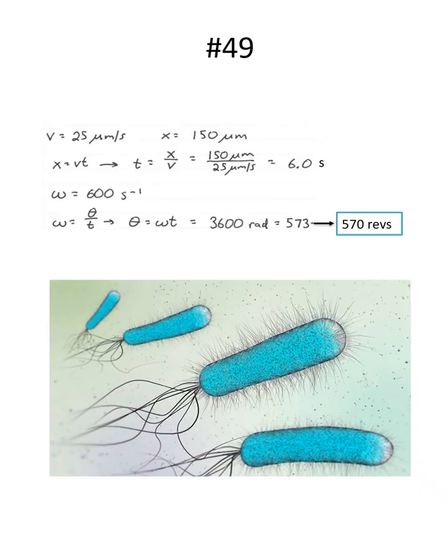Number 49, an example from microbiology. Full circle rotation is common in mechanical systems, but less evident in biology. Yet many single-celled organisms are propelled by spinning tail-like flagella. The flagellum of the bacterium E. coli spins at some 600 radians per second, propelling the bacterium at speeds around 25 micrometers per second. How many revolutions does E. coli's flagellum make as the bacterium crosses a microscope's field of view, which is 150 micrometers wide?